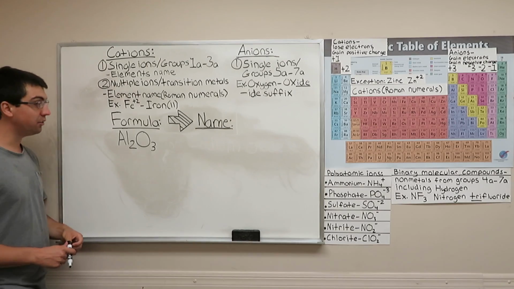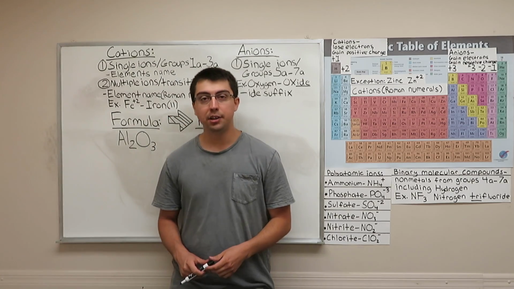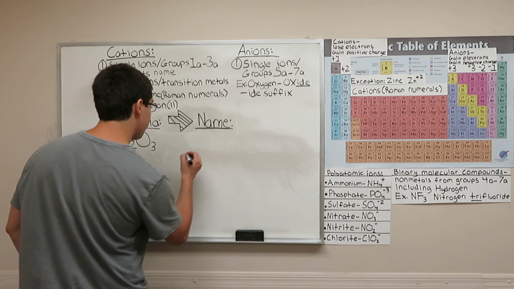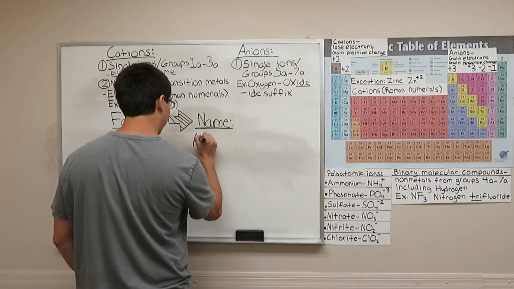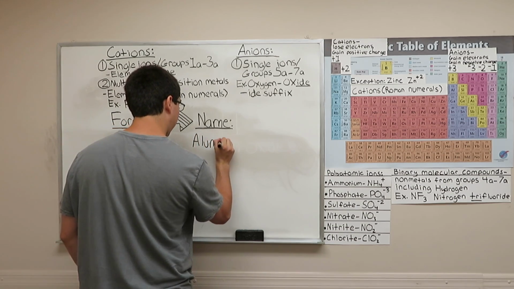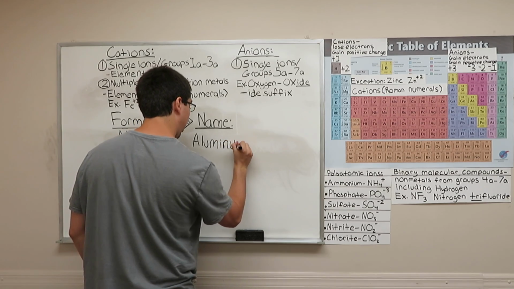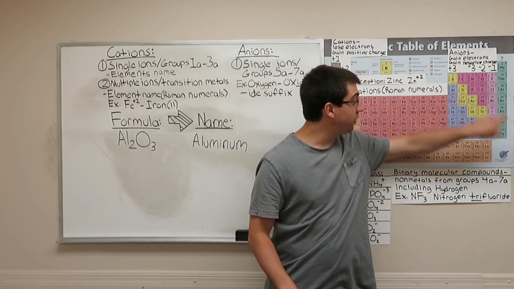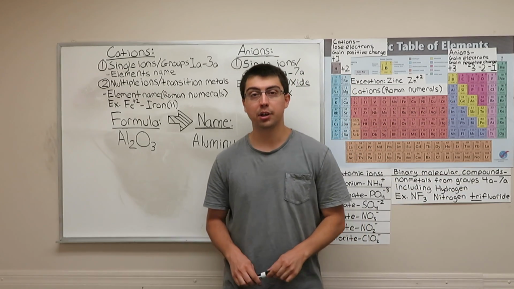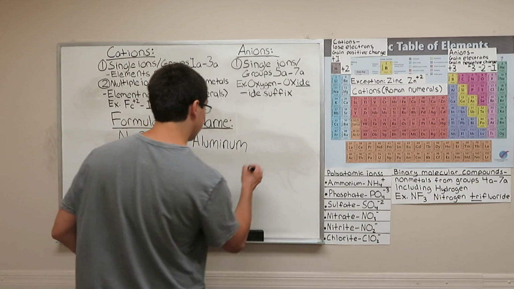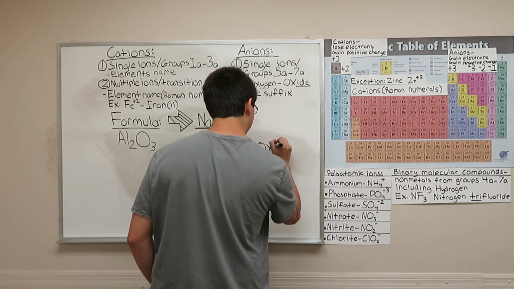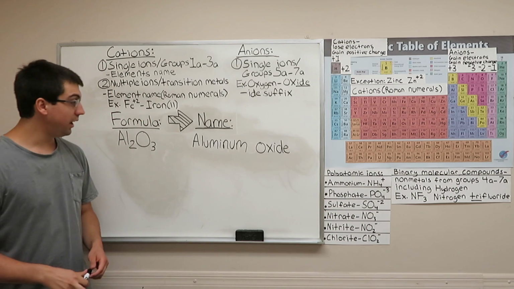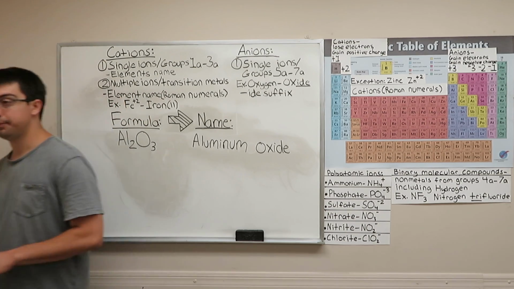Our formula is Al2O3. First, we need to write down each element's name. Al is aluminum. We have O. O is oxygen, and since we're naming a compound, we're going to call it oxide. And the name is aluminum oxide.